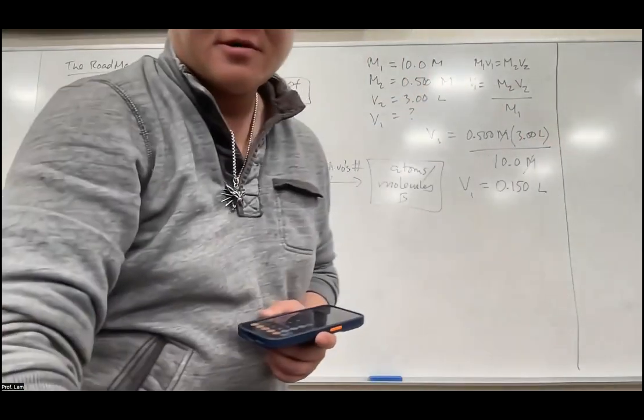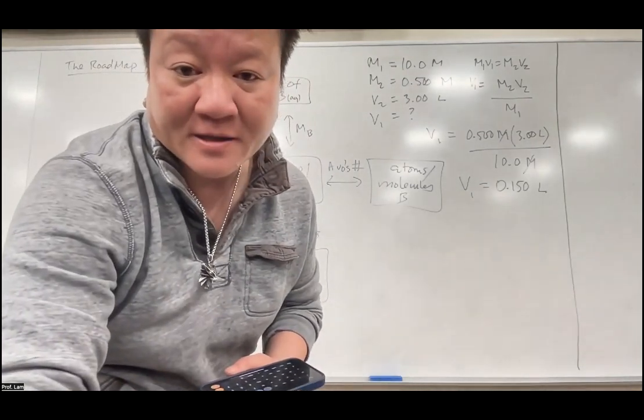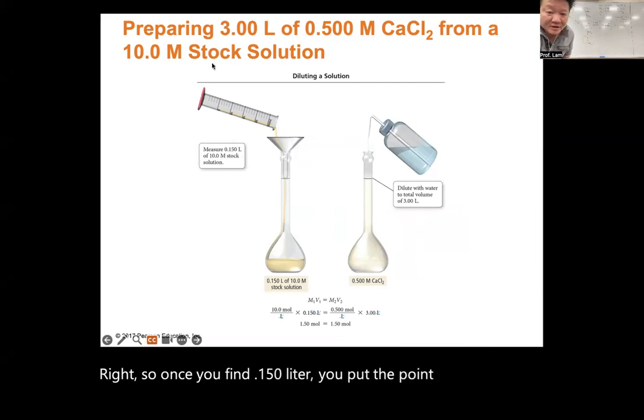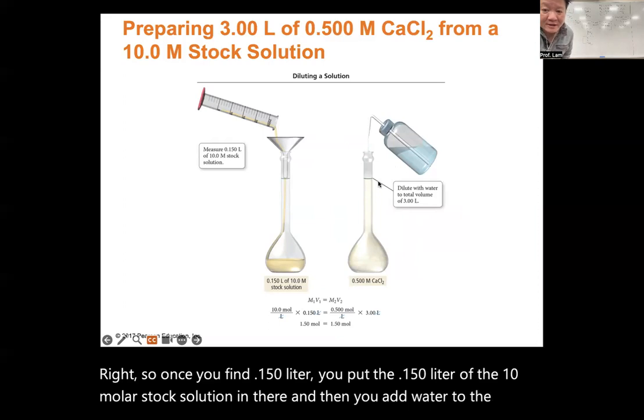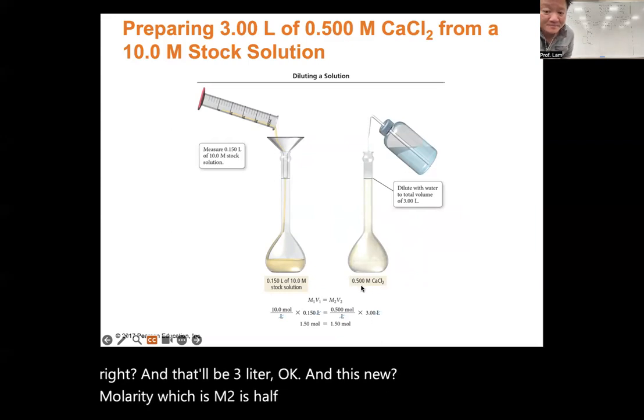All right. So that's nicely illustrated here in this picture, right? So once you find 0.150 liter, you put the 0.150 liter of the 10 molar stock solution in there, and then you add water to the mark, right? And that'll be 3 liters, okay? And this new molarity, which is M2, is half molar, okay?